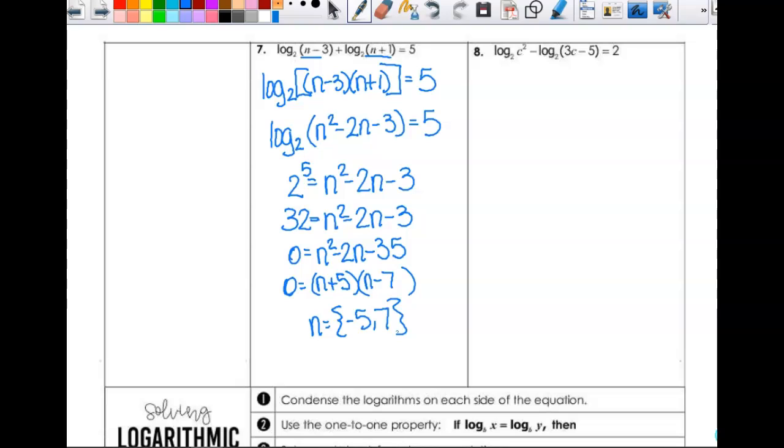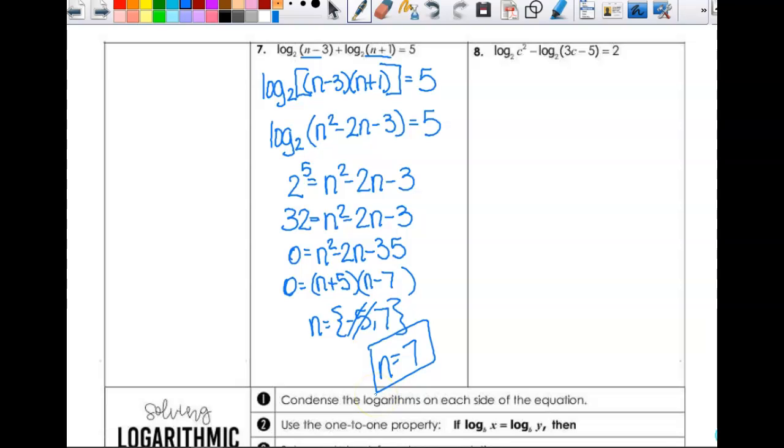You agree with that? When you factor it and solve it, then check for extraneous solutions. Is the negative 5 going to work? No, because when I put it in there, I get a negative 8, so that's bad. 7, when I put it in here, I get 4, and you have to check both of them, and 7 plus 1, that's good. So your answer then is just n equals 7.